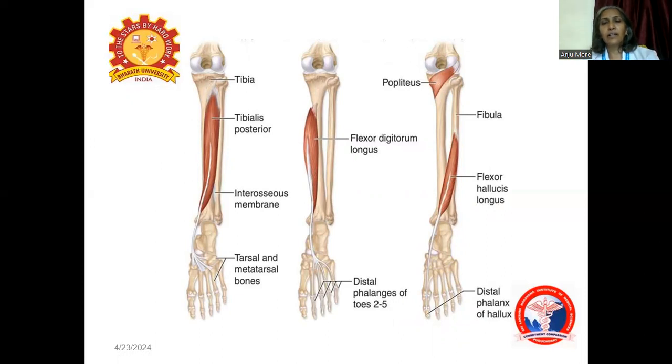The next muscle here is flexor digitorum longus. The insertion of muscle is to the distal phalanges of the second to fifth toe. The third muscle here is flexor hallucis longus. The insertion is to the distal phalanx of the hallux or the great toe. The fourth muscle here is popliteus. As we can see, it is inserted in the popliteal surface of the tibia above the soleal line.